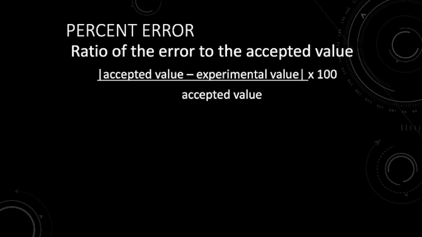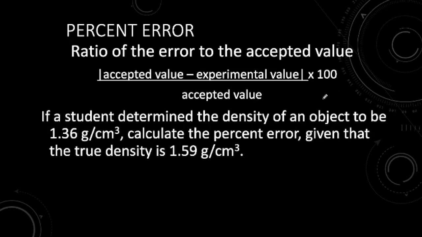Another way that scientists analyze their data is by calculating the percent error. How far off were you from this accepted value? Were you close or were you not really close at all? All right, so let's see how we calculate this. And it's a really simple equation. We're going to take the absolute value of the accepted value minus the experimental value and divide that by the accepted value, multiplied by 100. Okay, pretty simple percentage calculation. So let's see what that looks like in practice.